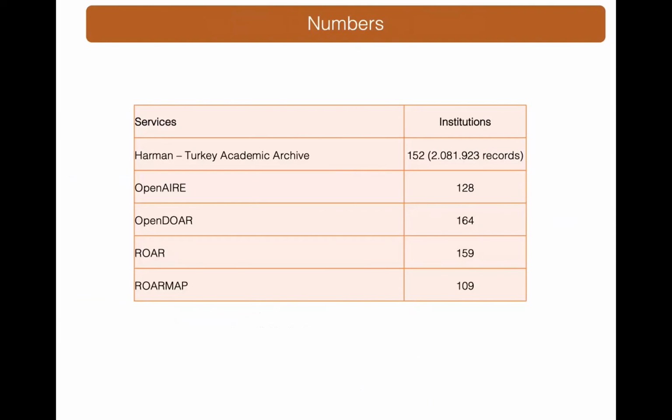Some of the numbers I would like to share with you. The Turkish Academic Archive, as I mentioned before, harvests more than 102 repositories, and we have around 2 million records. Also, 128 repositories are registered to OpenAIRE, 164 in OpenDOAR, 159 in ROAR, and you can find 109 ROARMAP registrations from Turkey.